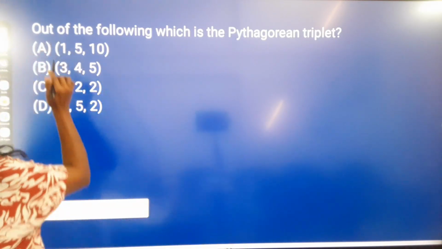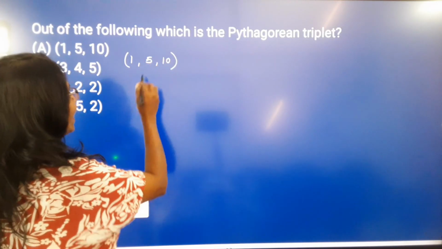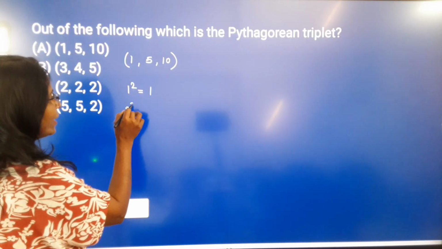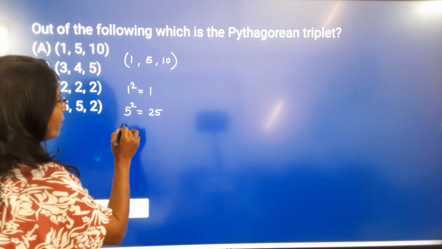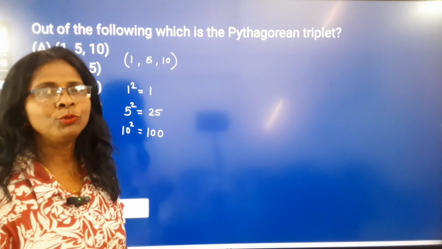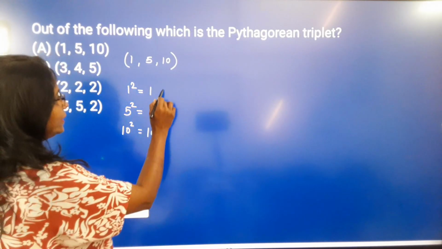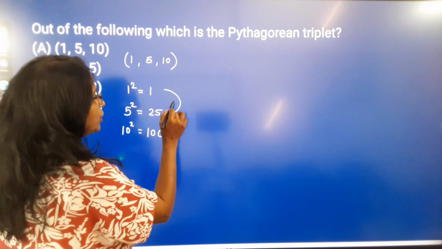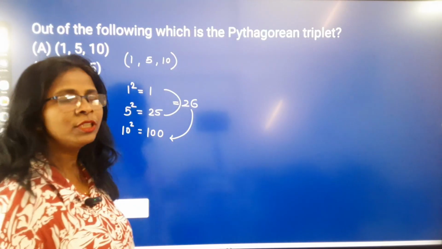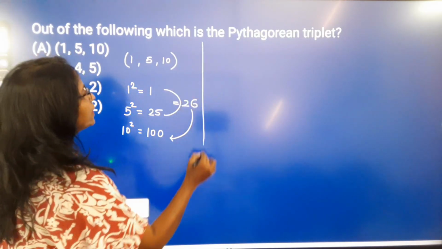First we take 1, 5, 10. Square of 1 is 1, square of 5 is 25, and square of 10 is 100. We sum up the squares of the smaller numbers. The addition of these two is 26, which is not equal to the square of the third term. So it is not a Pythagorean triplet.